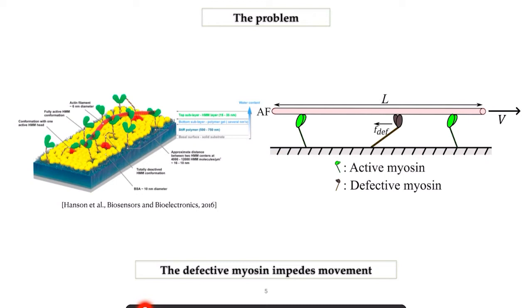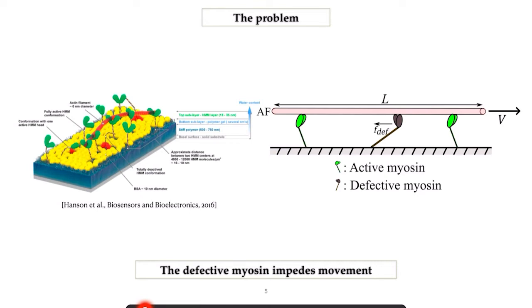The problem is that when myosin motors are adhering onto the surface of the substrate, they become denatured due to mutation or unfavorable binding on the surface of the substrate. I shall call such denatured myosins a defective myosin or a defective motor, and a normal working myosin an active myosin or an active motor. The defective myosin has been shown not to contribute to the progressive movement of the actin filament, as shown by the figure on the left, and sometimes impede the progressive movement of the actin filament.